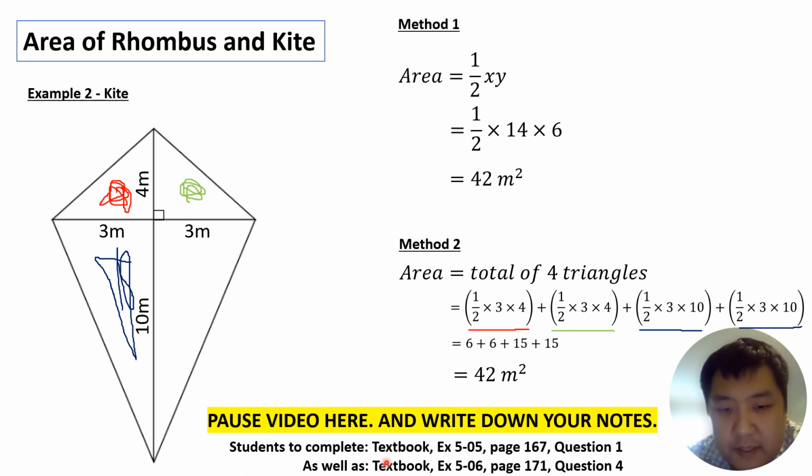You are to complete textbook exercise 505, page 167, question 1, and then move on to the next exercise, exercise 506 on page 171, question 4. So you're doing one question of each exercise. So there's exercise 505 question 1, exercise 506 question 4.